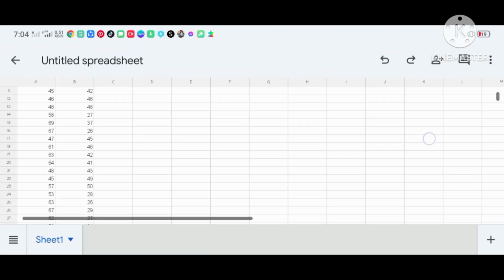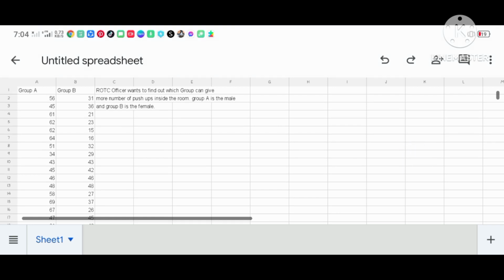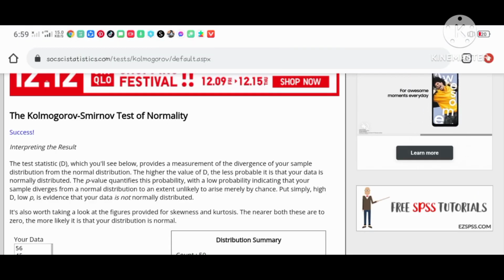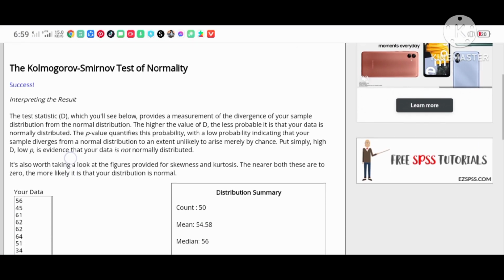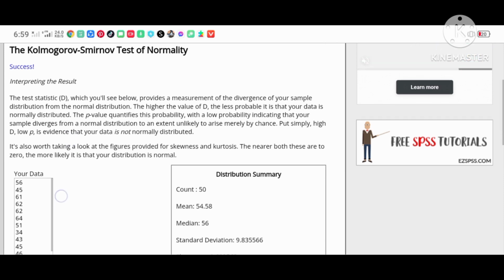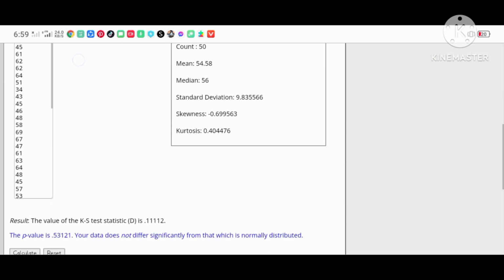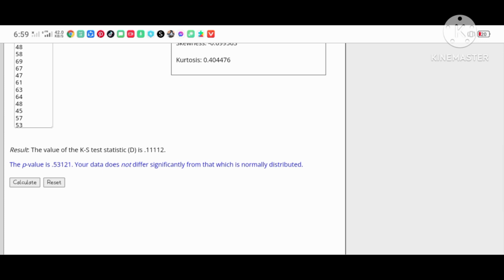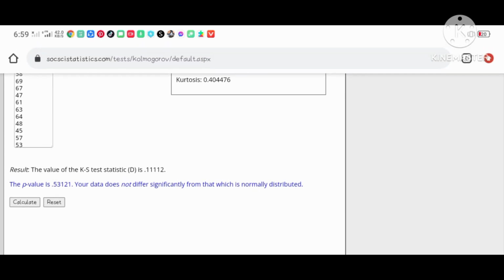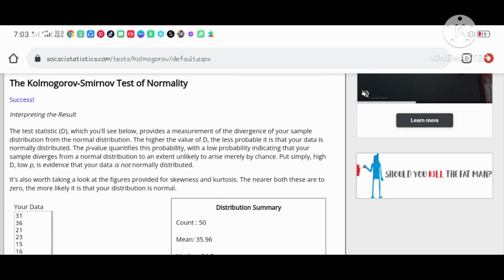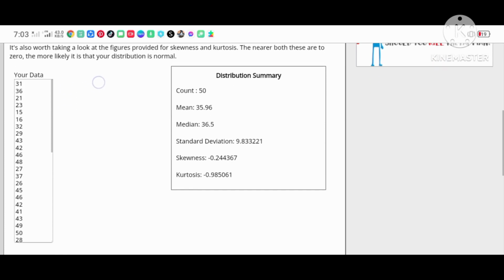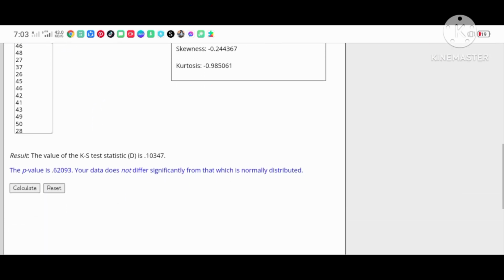But first, since the t-test assumes that the data sets should be normally distributed, to test if it is normally distributed or not, we will use the Kolmogorov test. Let us first check Group A for the Kolmogorov-Smirnov test for normality. The p-value is 0.53121. And let's move on to Group B.